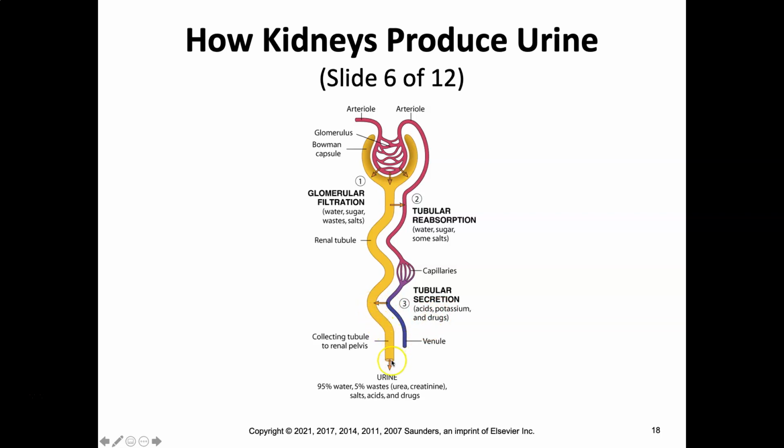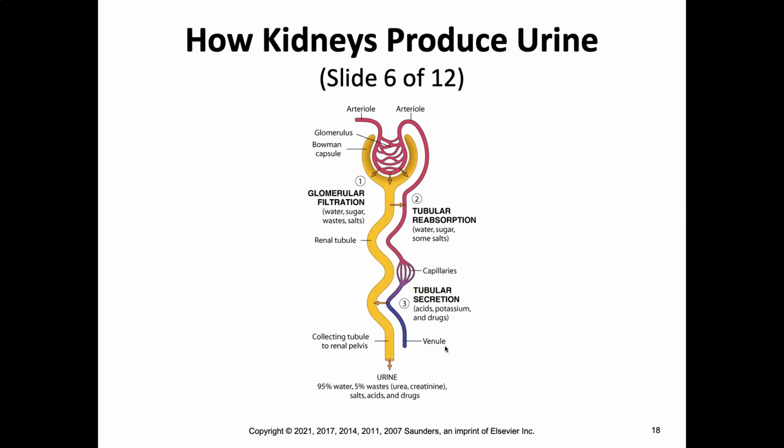Acids, potassium, and drugs get secreted back into the urine. And then it finishes off, and you've now produced urine. That's 95% water, 5% waste, and those wastes include urea and creatinine, plus there are some salts, some acids, and some drugs, depending on the individual. All right, and then of course you've got your purified or cleaned blood that continues on through your veins back to your heart, where it's pushed to the lungs, where it's oxygenated, pushed back to the heart, and then it goes back out through your arteries, and the process starts over.